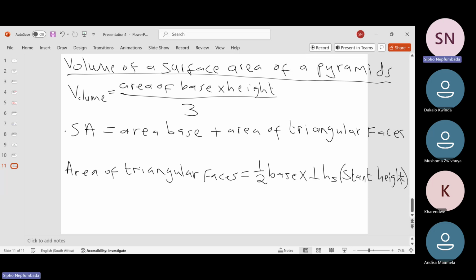Yes. So I think now we can talk about what we call the triangular pyramid, so that you can know what a triangular pyramid is. Can we go to the next slide?